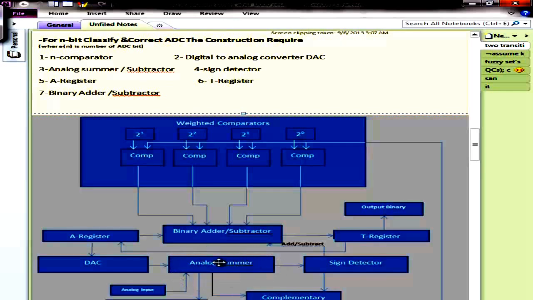We have an analog summer here. We have a sign detector, detecting the sign to decide whether to perform an add or subtract operation. We have a simple A register and a T register, A register here and T register here. We have a binary adder subtractor, fed with the add or subtract signal coming from the sign detector.